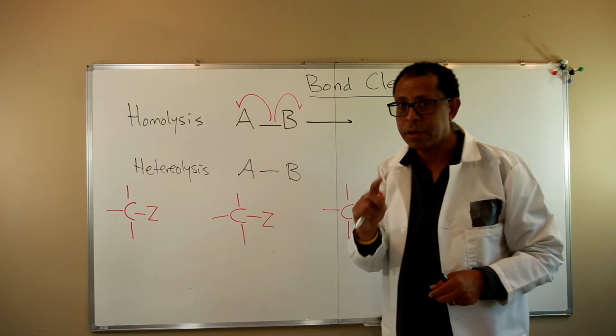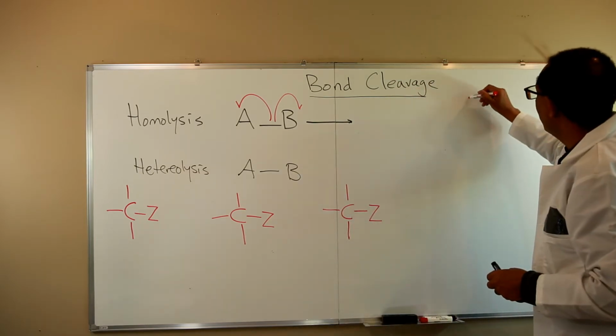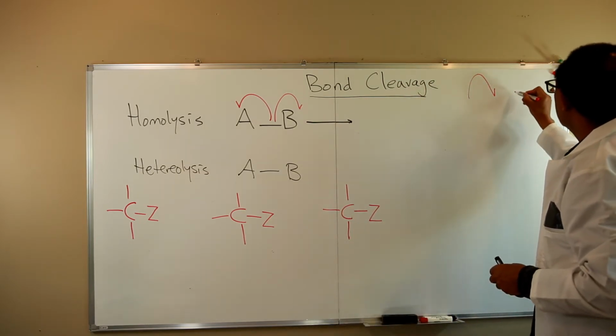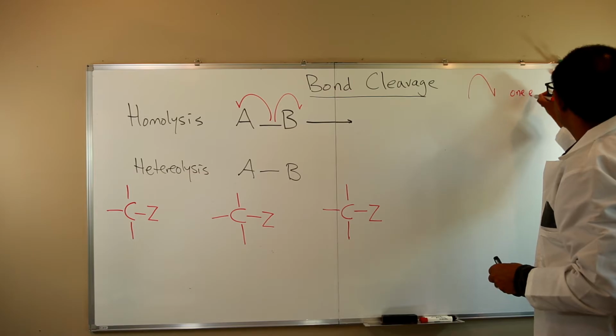One single electron goes to A, shown by this fishhook symbol, and this fishhook symbol, a half arrow, shows the movement of one electron. This is one electron movement.